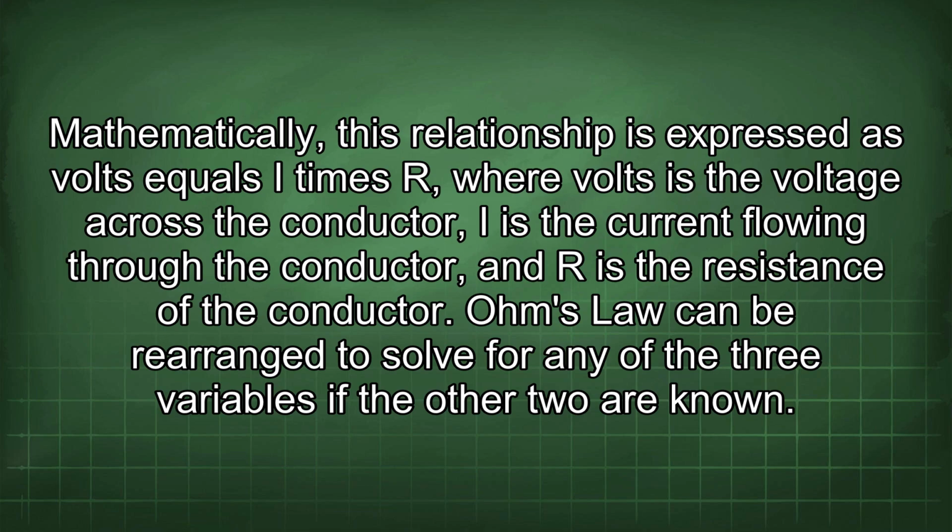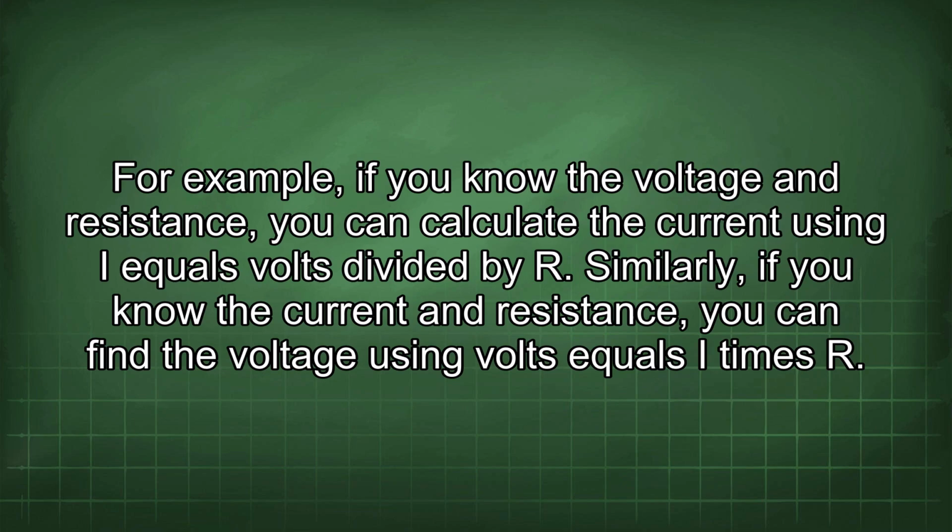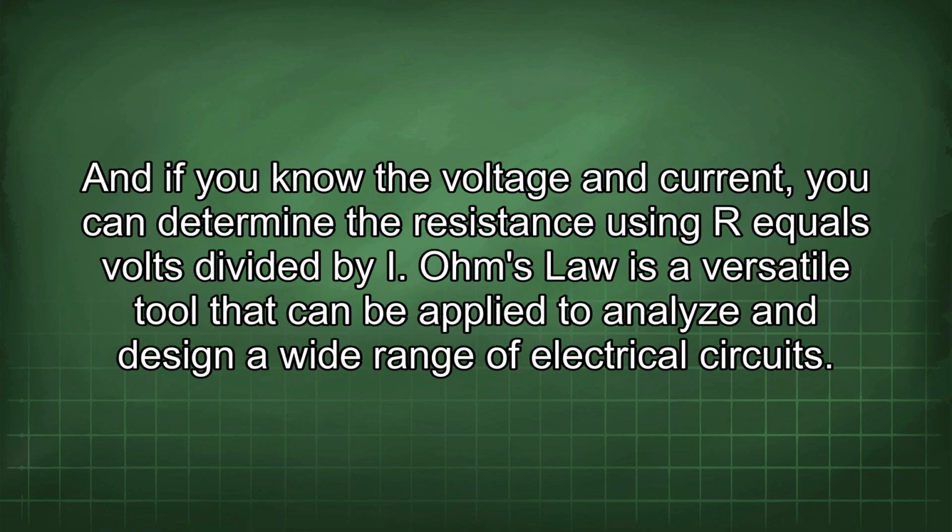Ohm's law can be rearranged to solve for any of the three variables if the other two are known. For example, if you know the voltage and resistance, you can calculate the current using I equals volts divided by R. Similarly, if you know the current and resistance, you can find the voltage using volts equals I times R. And if you know the voltage and current, you can determine the resistance using R equals volts divided by I.